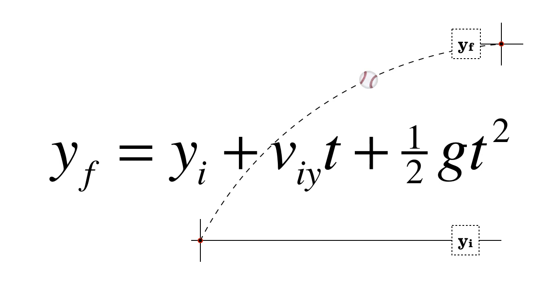Question? Does the IY stand for like the distance? IY stands for initial y component. So V subscript IY means the y component of the initial velocity, right?